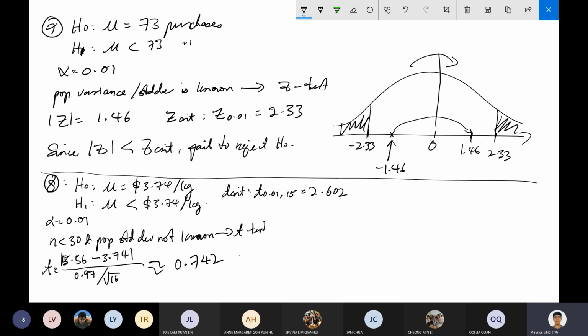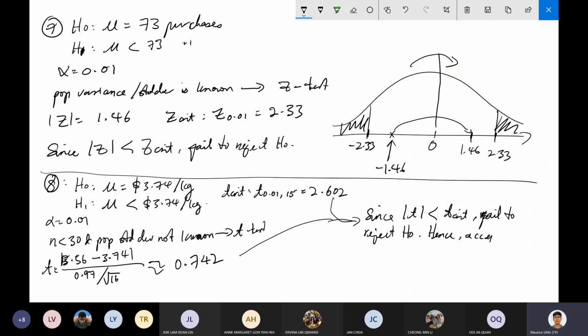Accept, correct. Okay. So based on these two conclusions, since the absolute T value is less than the T critical, you fail to reject your null hypothesis. Okay, so the conclusion is the price of rice has not fallen.